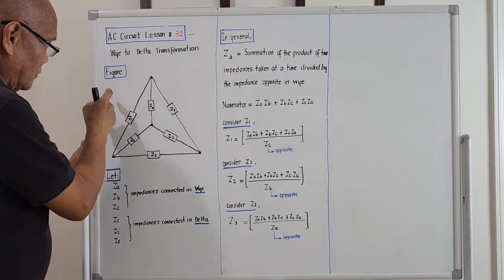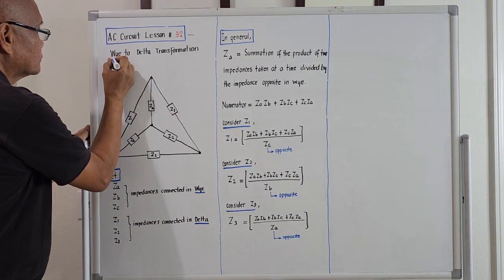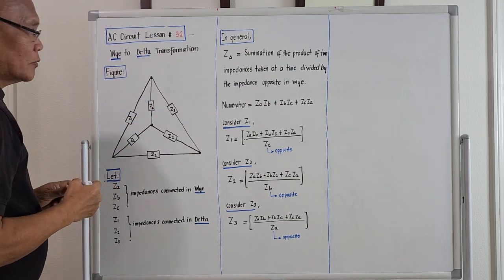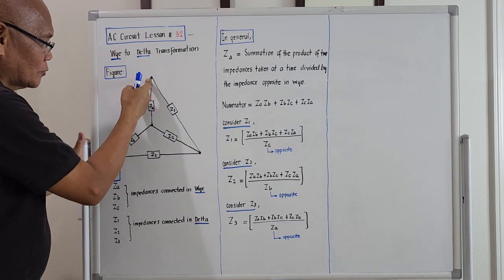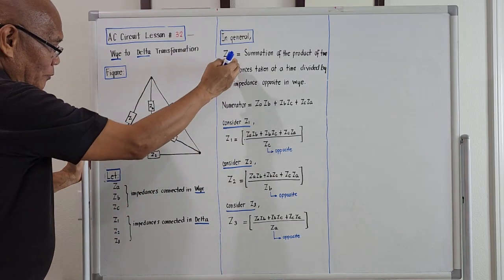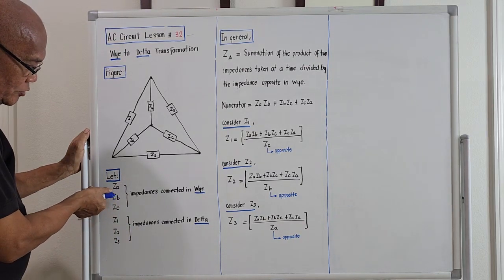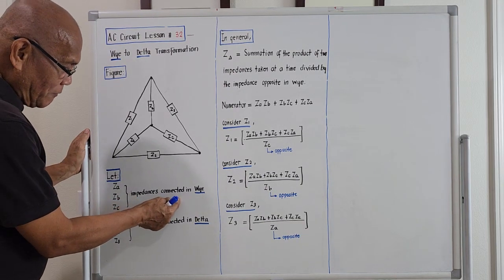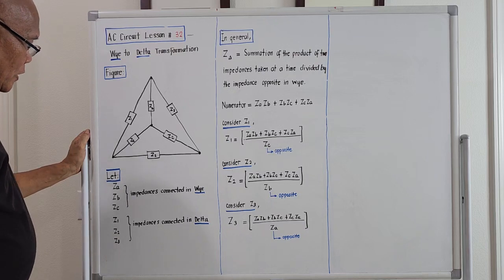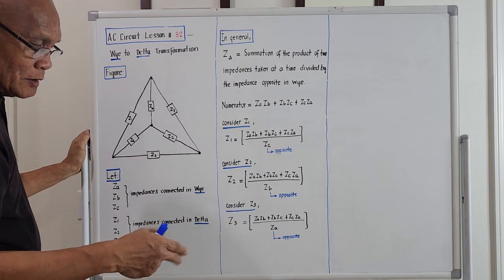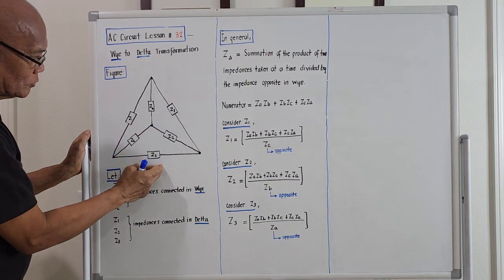Let's try to bring out the figure. The transformation is from Y to delta. Meaning to say, if we are given Y-connected impedances, to get the equivalent of this in terms of delta, this should be the delta equivalent. We must bring out this equation here. As a representation for the figure, we let Z sub A, Z sub B, and Z sub C be the given impedances connected in Y. And the equivalent impedances in terms of delta will have a different designation: Z sub 1, Z sub 2, and Z sub 3.